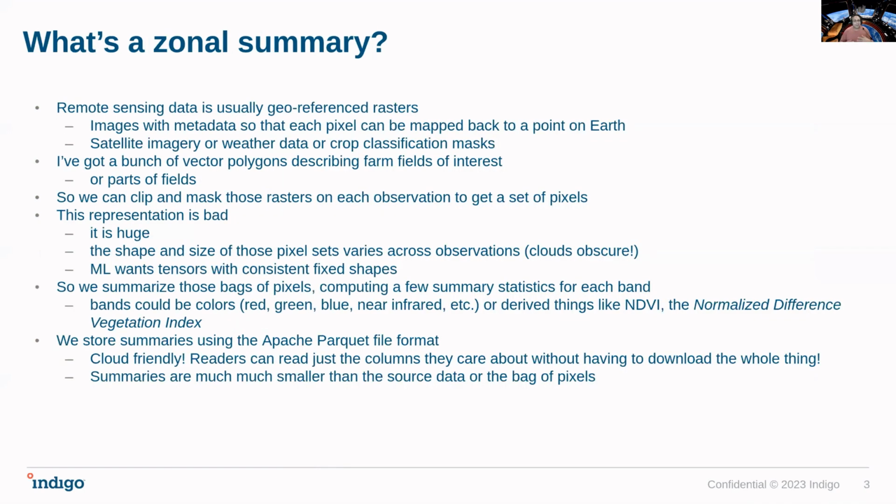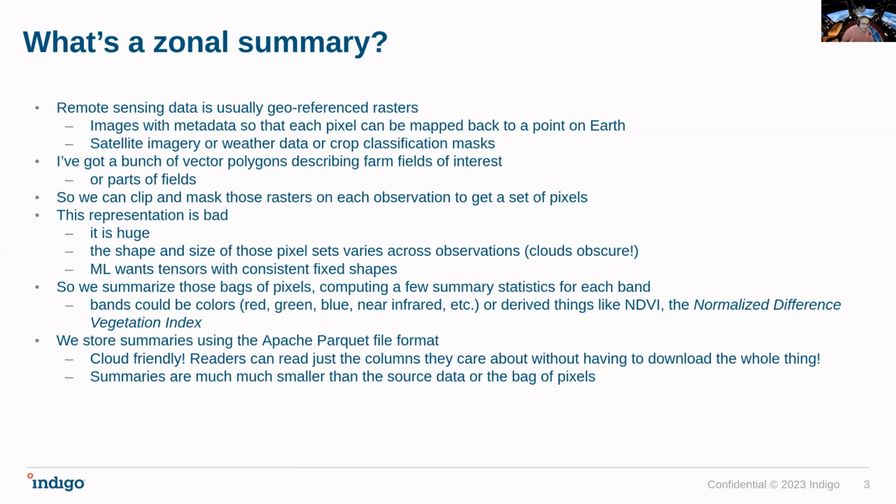So what's a zonal summary? This is a common thing in remote sensing. Nobody outside of remote sensing knows about it, I believe. Remote sensing data is usually going to be georeferenced rasters. What that means is image files stored in the cloud somewhere with a bit of metadata that allow them to associate every single pixel in the image with a point on the surface of the earth.